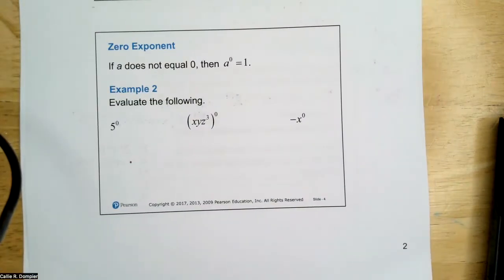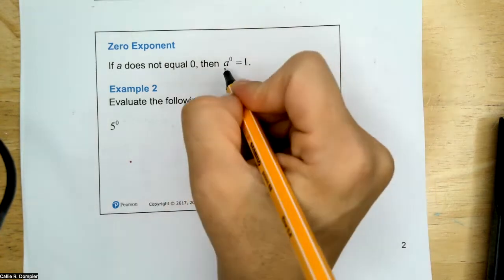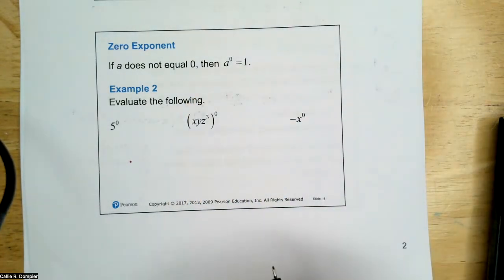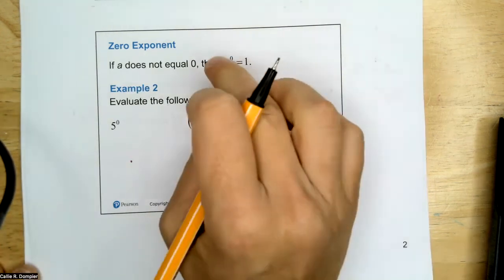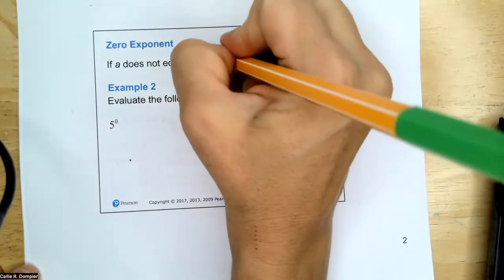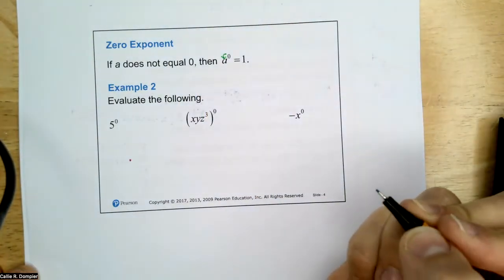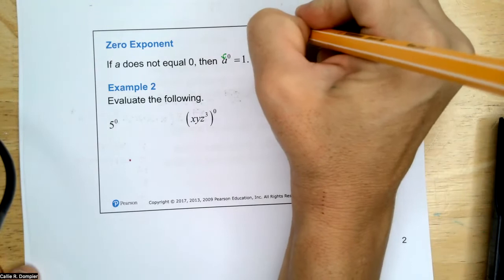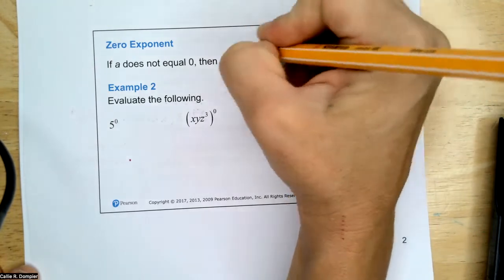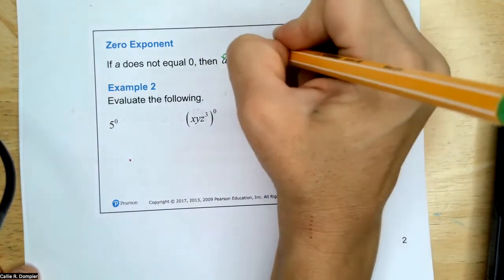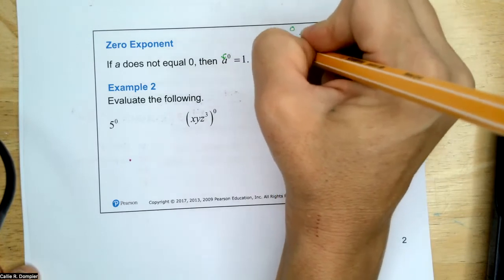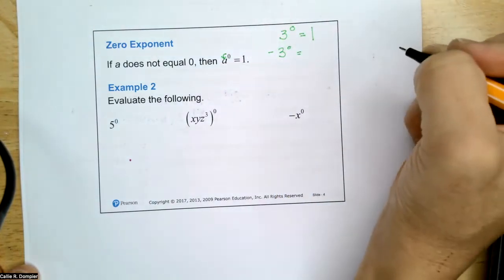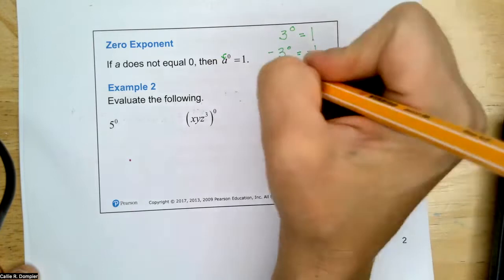The 0 exponent is just something to memorize, okay? A number or a letter to the power of 0 is always going to be 1, no matter what that number or letter is. Remember that this exponent is only going to apply to the a, okay? So 3 to 0, any number to 0 is 1. Negative 3 to the 0, is that going to be 1 or is that going to be negative 1? It's going to be negative 1, right?